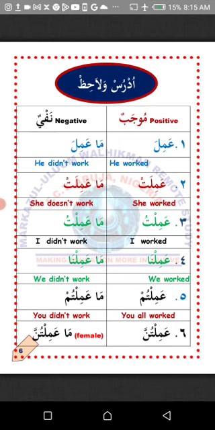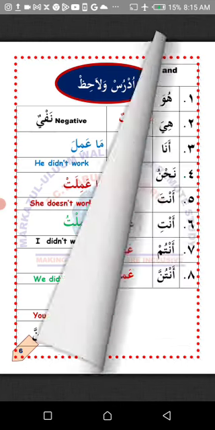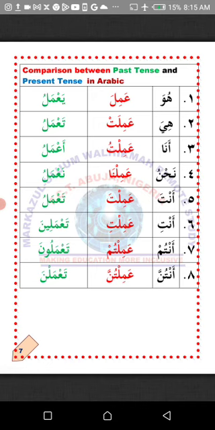لعلك فهمت? I hope you understand. MashaAllah. Now talking about the comparison between Madin past tense and Mudari'un present tense. Fi'ilun Madin past tense and Fi'ilun Mudari present tense. Wahid number 1. Huwa, he. Amila, he worked. يعمل, he works or he is working. Once again, عمل, he worked or he has worked. يعمل, he is working or he works.